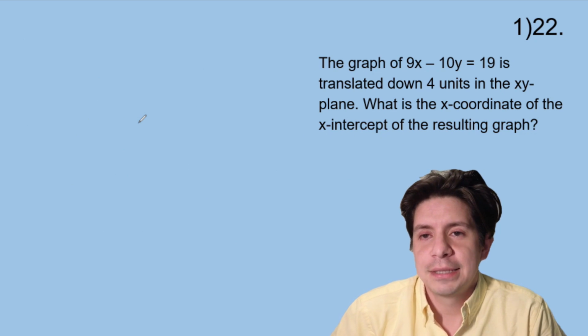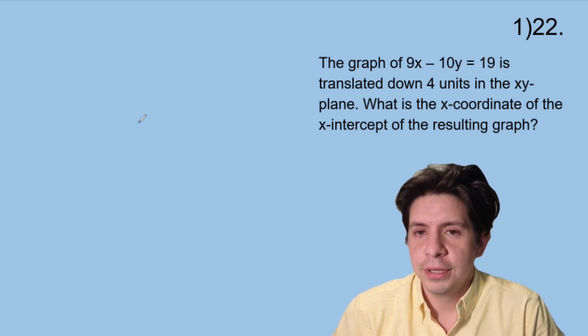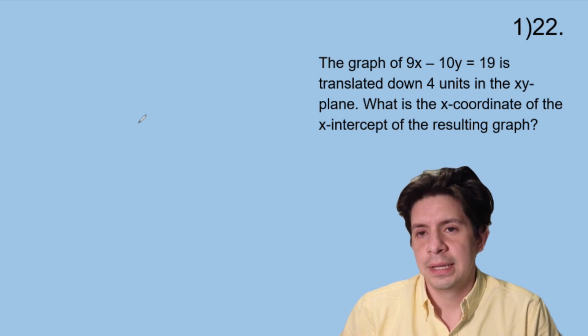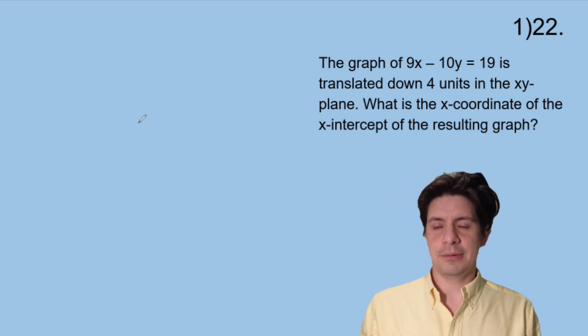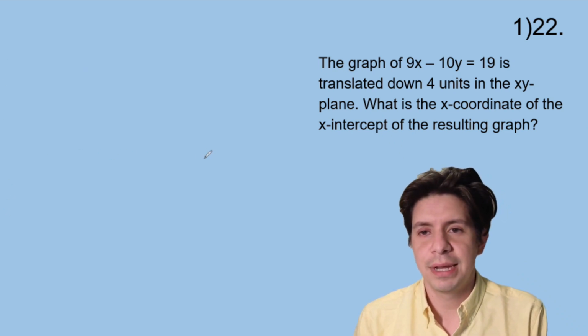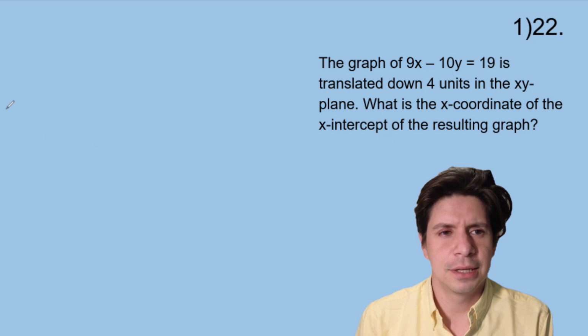The graph of 9x minus 10y equals 19 is translated down 4 units in the xy plane. What is the x-coordinate of the x-intercept of the resulting graph? Okay, so when we talk about translations, translating down is a 4 shift down.